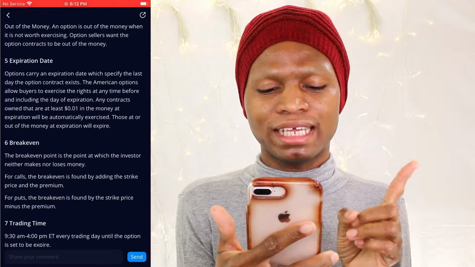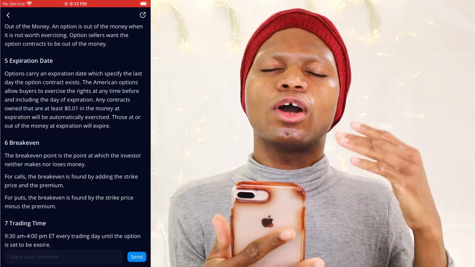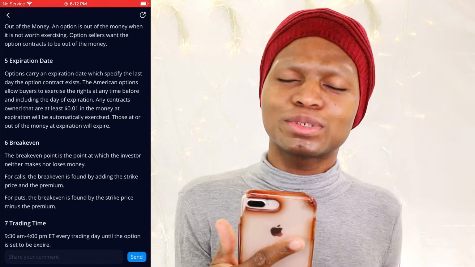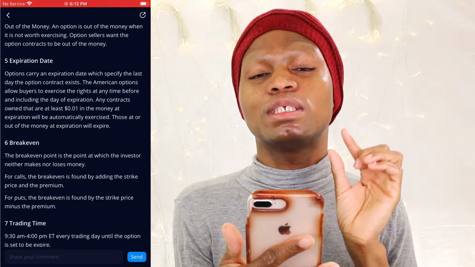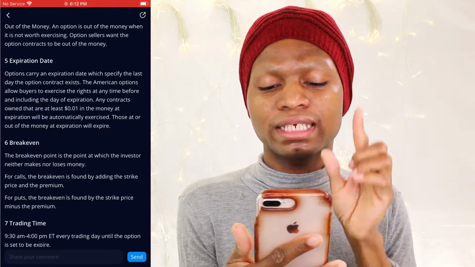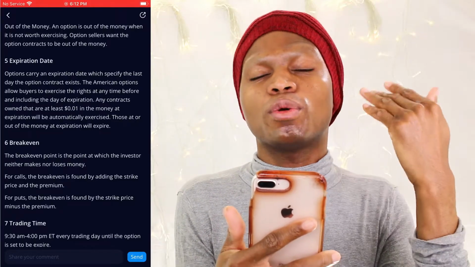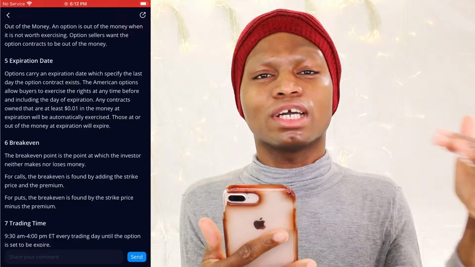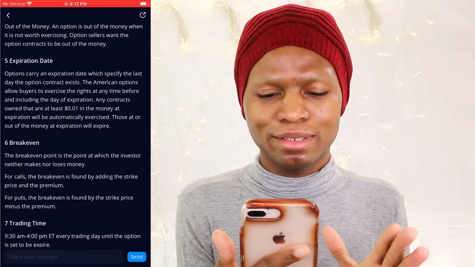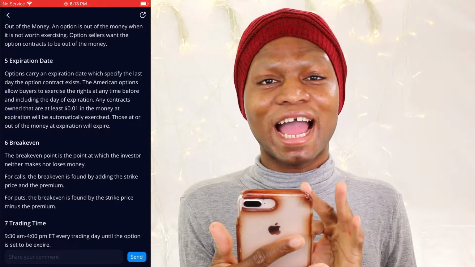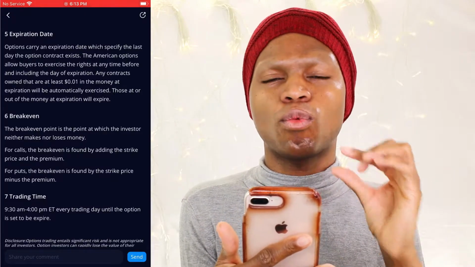Then the 6th point is that we have the break even. Now the break even point, whenever you buy puts or sell puts, or buy calls or sell calls, there is always what we call the break even point. So the break even point is the point at which the investor doesn't lose money or doesn't make money. So when you buy a call or buy a put and it doesn't move, it's 0.00. That means you ain't making no money. I'll show it to you in one of my puts or calls that I got, so you can see what it looks like when it's break even.